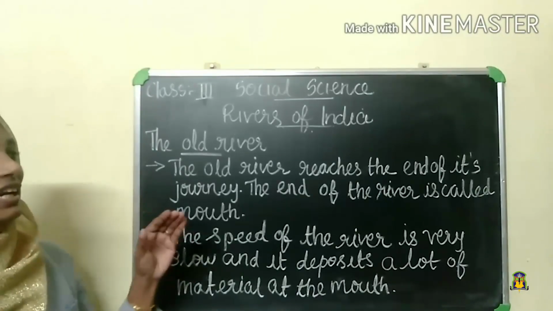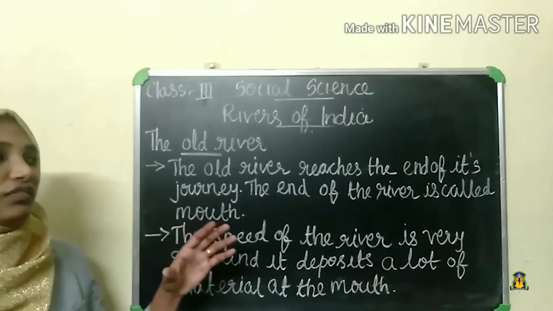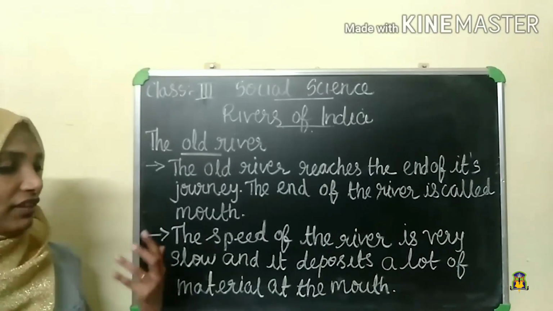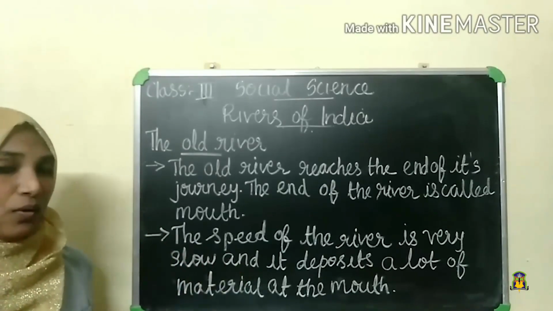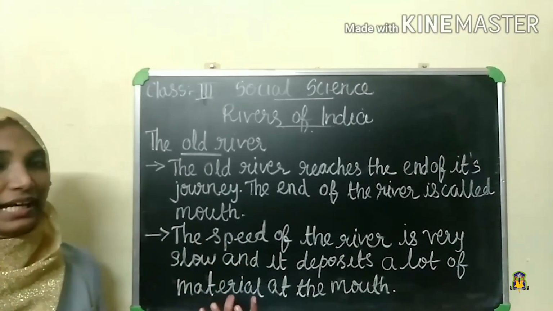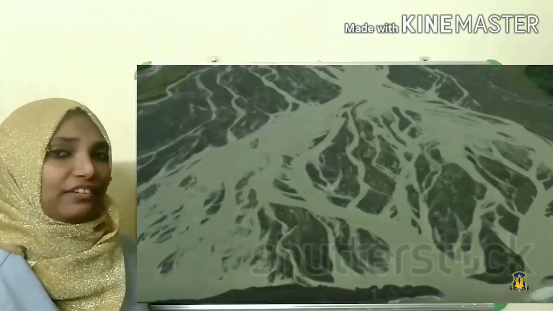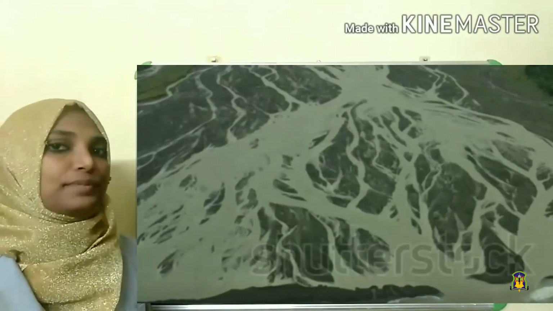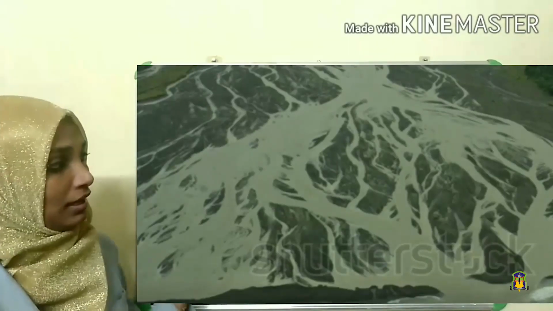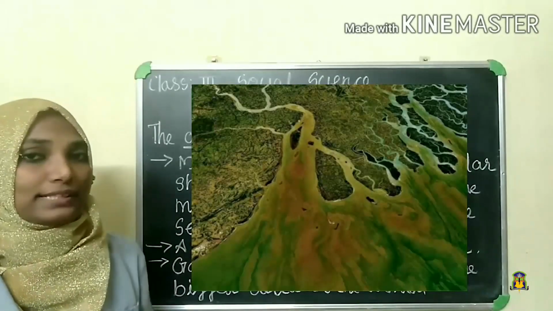The old river reaches the end of its journey. The end of the river is called the mouth, and the speed of the river is very slow and it deposits a lot of materials at the mouth. Okay. Many rivers form a triangular shaped area called a delta at the mouth before the river joins the sea.